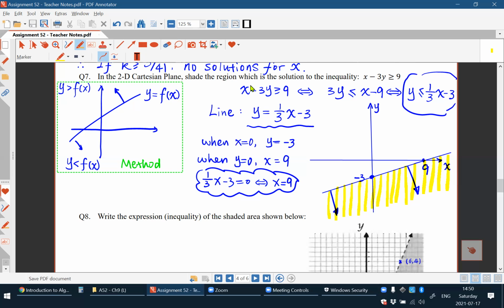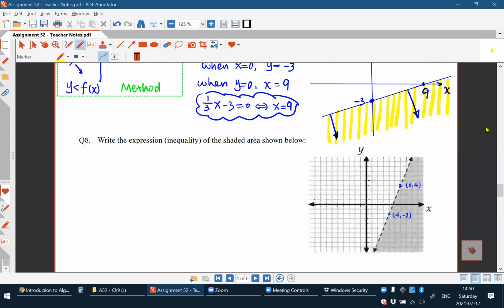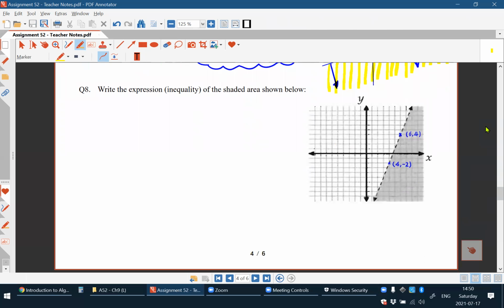No? All right, let's see question 8. Question 8 is actually the reverse process, which gives you the line and asks you to find the exact expression of the inequality of the shaded area shown below.